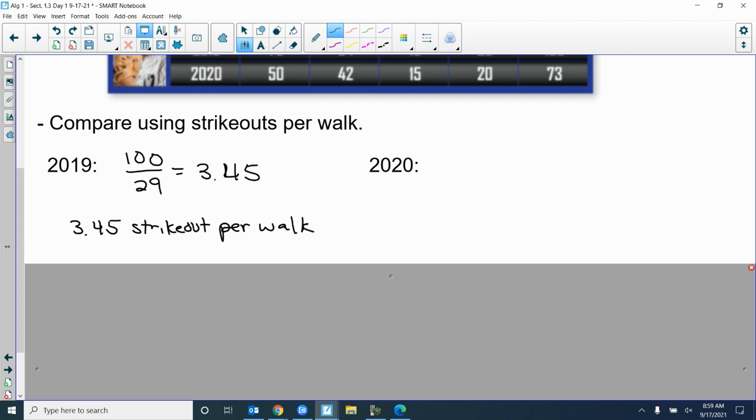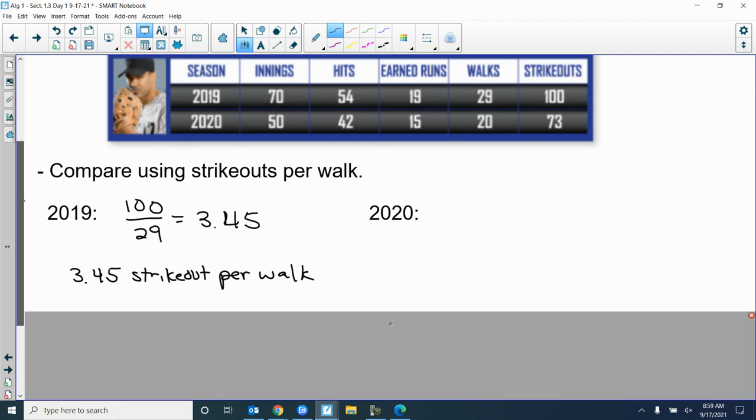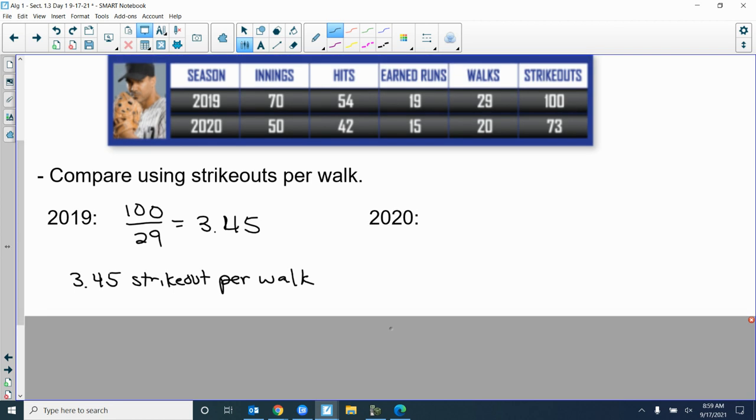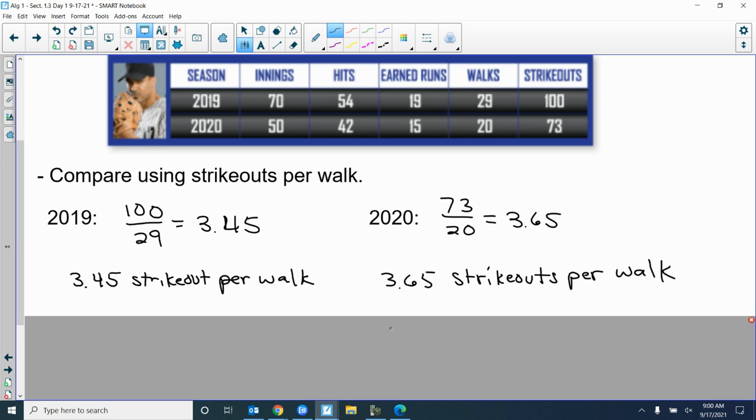All right, so what does he have in 2020? So we take a look. In 2020, he only has 73 strikeouts. He has fewer strikeouts, but he also has fewer walks. So it's going to be close. So what is 73 divided by 20? What does that give us to the nearest 100? Okay, Aiden? 3.65. So he has 3.65 strikeouts per walk.